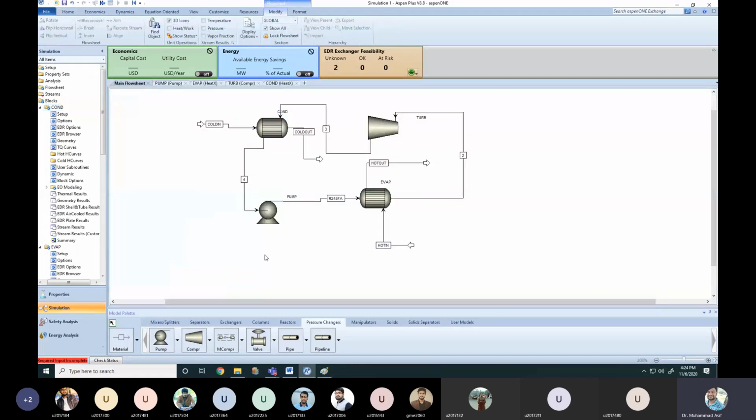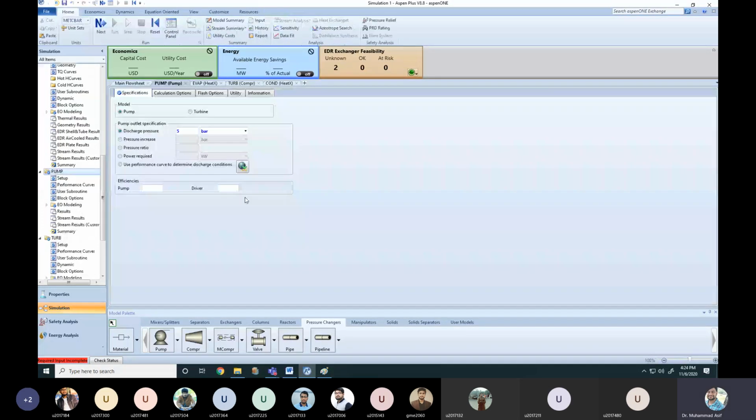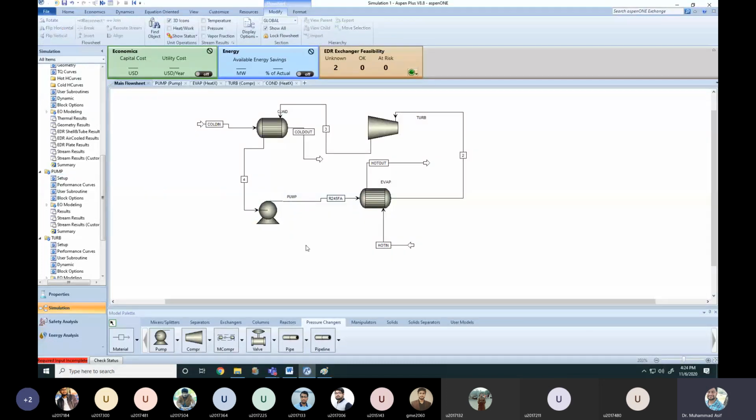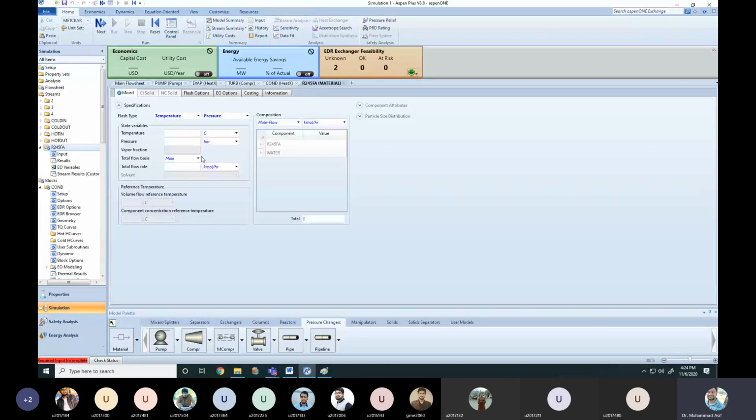And then the next one is the pump. I think we have already defined the pump. Okay, the pump we have already defined. And then we need to define some of the properties of the refrigerant. For example, this was the refrigerant.